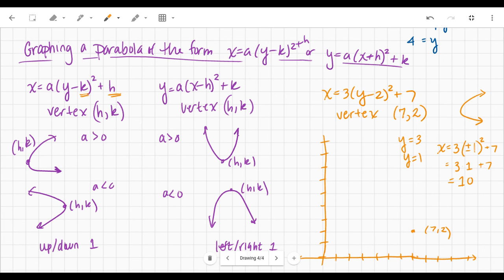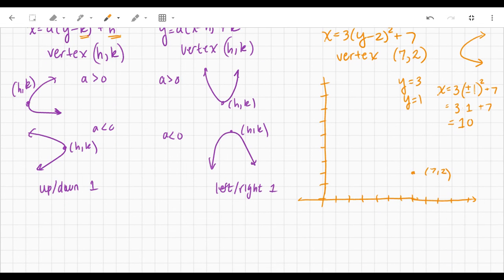So I'll have the points (10, 3) and (10, 1). These are y values and this is an x value, so just make sure you get them in the right order. So I'm going to have (10, 1) and I'm going to have (10, 3). And my parabola will look a little bit like that.